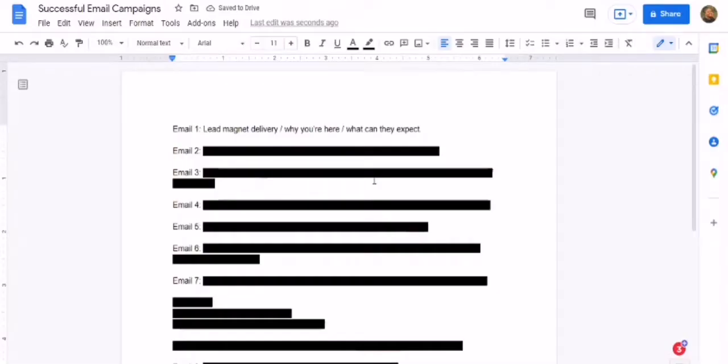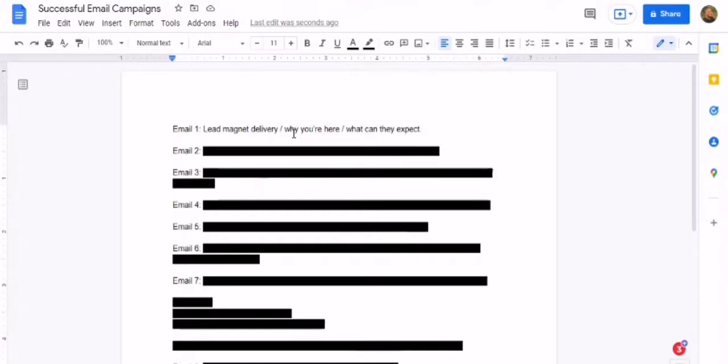email will be delivering your lead magnet to them and telling them why you're here and what they can expect. Okay, so first of all, you have to fulfill the promise that you give to them. Maybe you've told them, I'm going to give you this ebook for free. Okay, so you have to deliver that lead magnet to them, then introduce yourself properly.